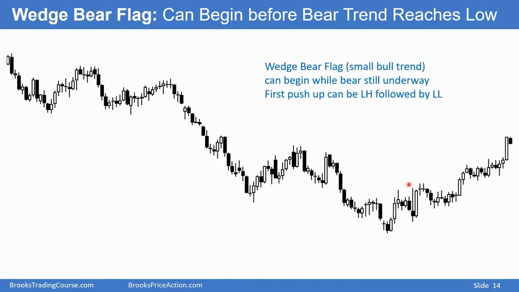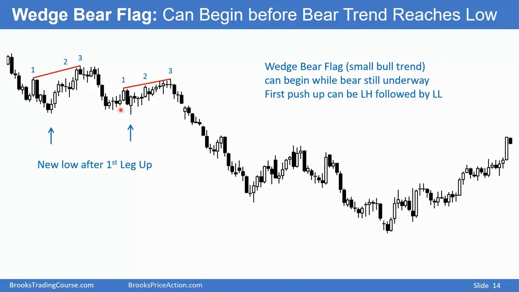A wedge bear flag, it's a small bull trend, and it can begin while the bear is still underway. This is usually a transition. The first push up can be a lower high in the bear trend, followed by a new low, but still part of the bull channel, the bear flag. For example, here, strong reversal up, yet the bear trend continued. A second push up here, third push up here. You can call this a wedge bear flag, even though the bear flag began before the bear trend ended.